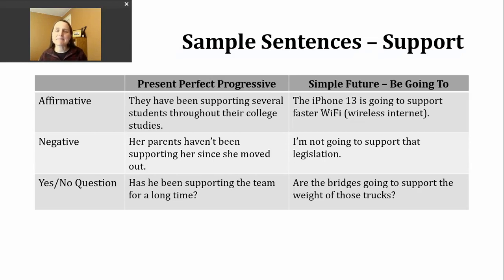Now, let's make a yes or no question in the simple future. When we do this with be going to, we'll start with our form of be that matches the subject. That comes next. And then we'll have going to and the base verb. Are the bridges going to support the weight of those tracks? So here we're tying back to that first definition. Again, bearing the weight of something, holding up the weight of something.